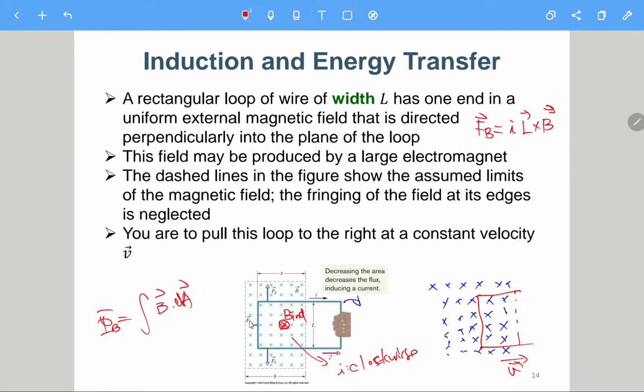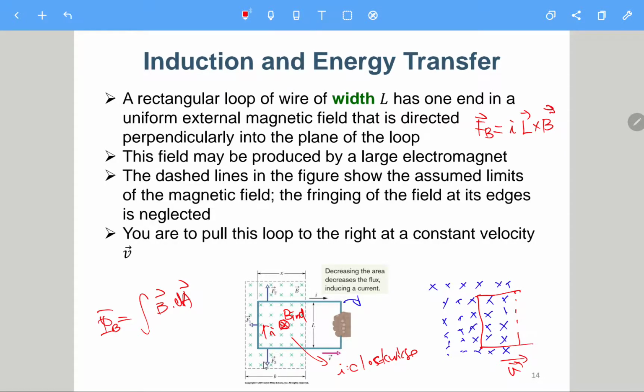For the left wire, we have L pointing upward, I pointing upward. So L cross B: L has the same direction as I, so pointing upward, and B is pointing into the page, so the force will be pointing to the right side. And for the upper wire, the current is going to the right side, and L cross B points upward. And here, the current is going to the left side, so L cross B points downward.